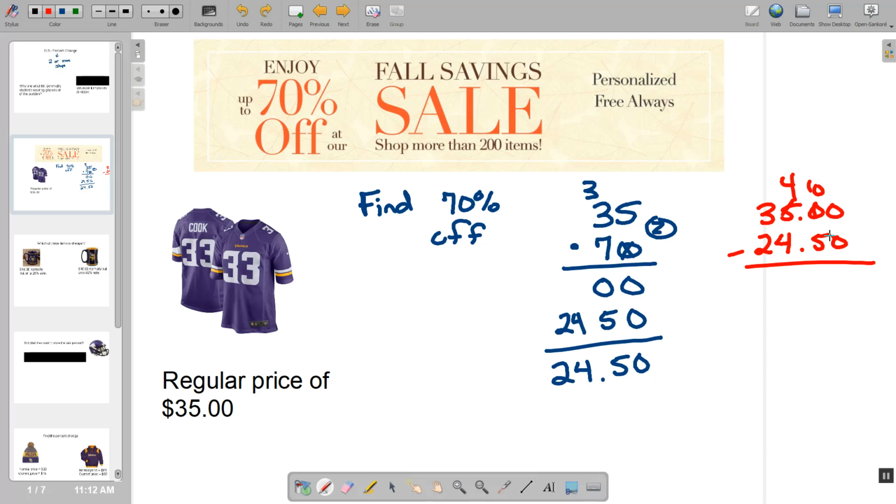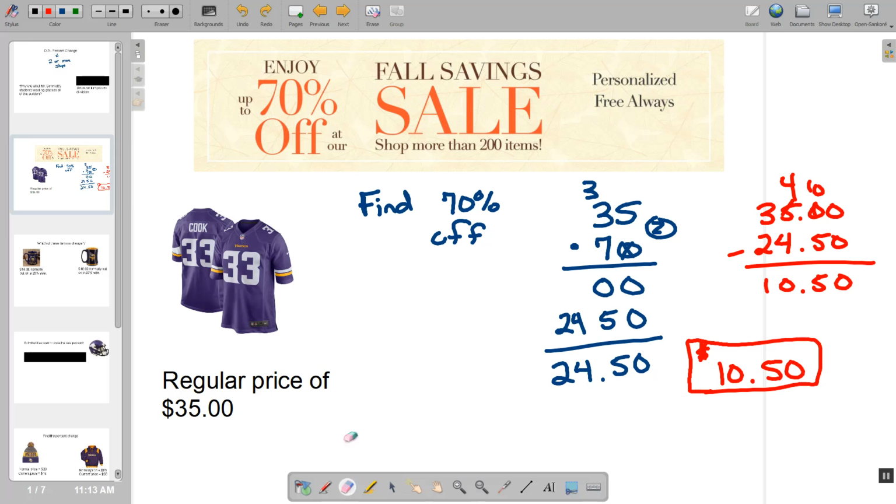It's going to take 70% off my original price. And when I do that, I end up having a new price of $10.50. So to recap, to find 70% off, the first thing I did is I found 70% and then I subtracted 70% from the original number to get my new price of $10.50.